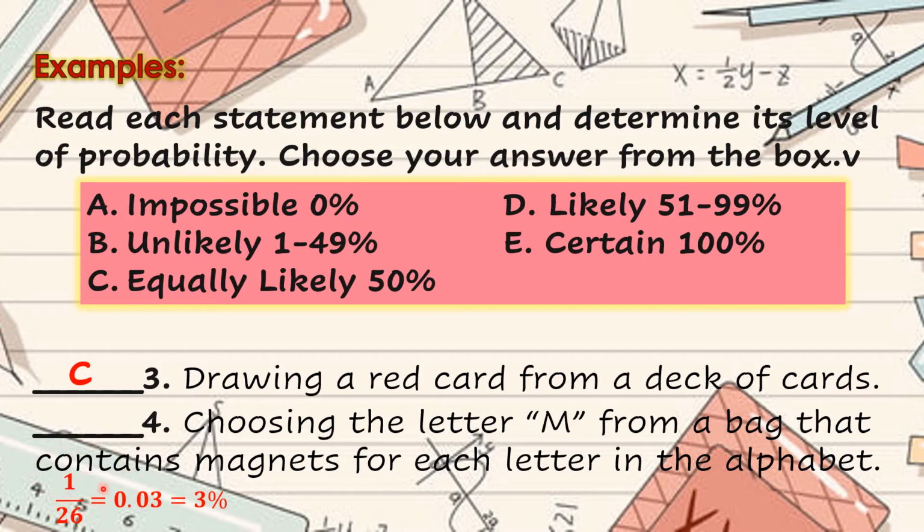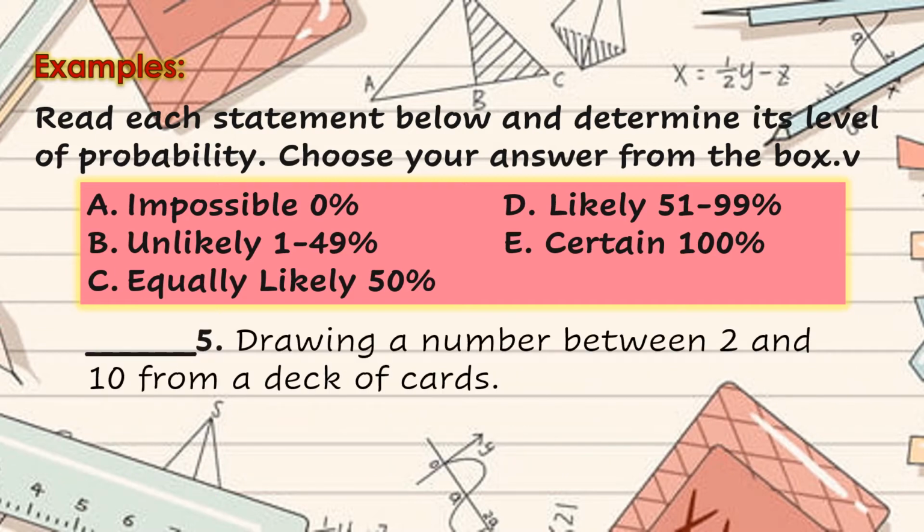Ang 1 po ay nire-represent ang letter M, kasi isang letter lang, si letter M lang. 26 is the number of letters in an English alphabet. Dividing it, the answer is 0.03 or 3%. And this belongs to letter B, unlikely. So, ibig sabihin, napakababa ng chances na sa pagbunot ko sa isang set of English alphabet, ang makukuha ko ay letter M.